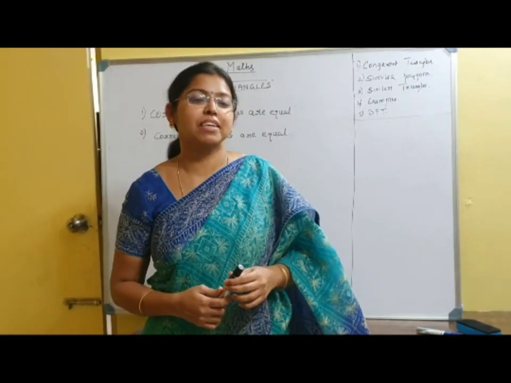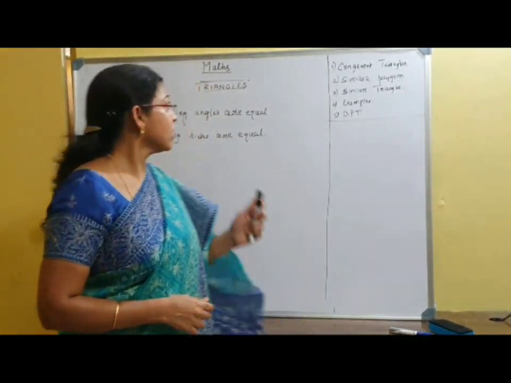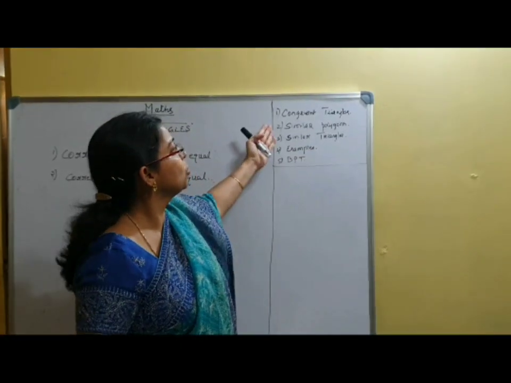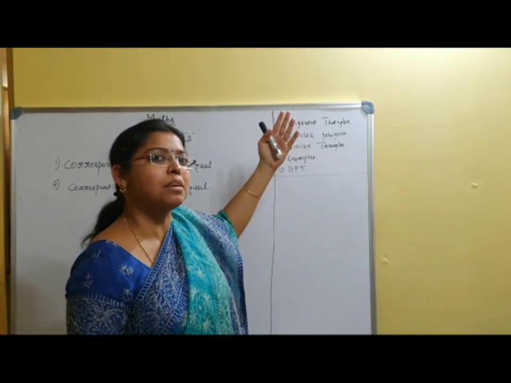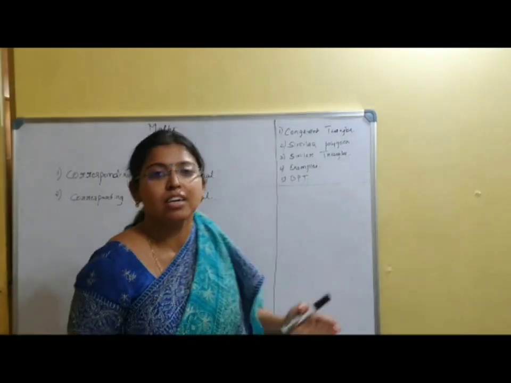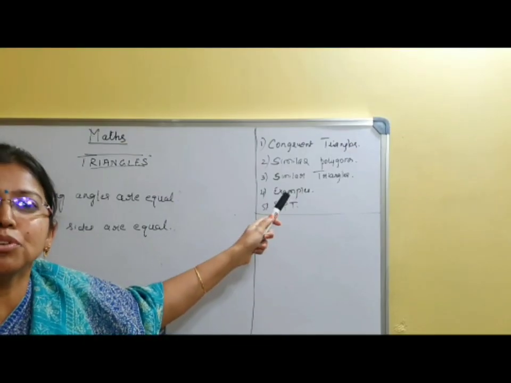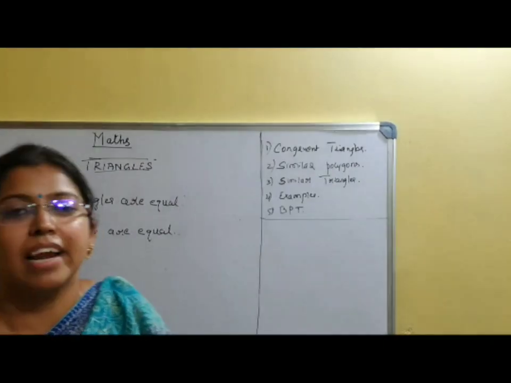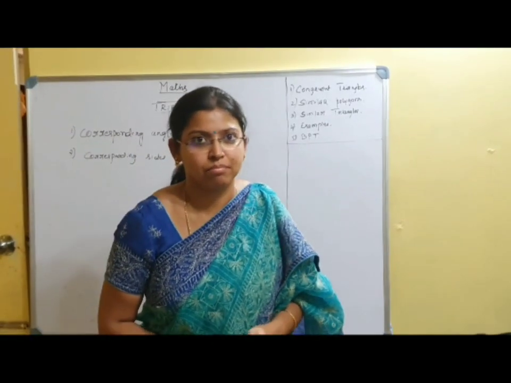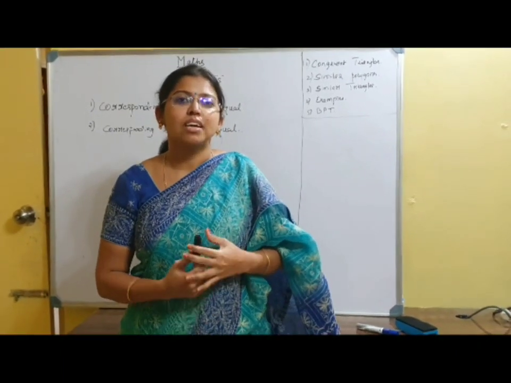For the next academic year, we will start with our new chapter, Triangles from Geometry. In this session we will recall what was learned in the previous classes. Congruent triangles and similar polygons are our topics of discussion. Then similar triangles, and we will go through a few examples, and then we will end the session with the basic proportionality theorem or Thales theorem. So let's recall what was learned in the previous classes about triangles.